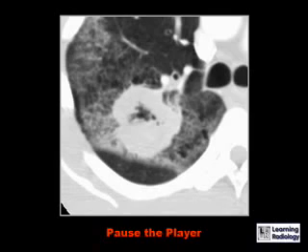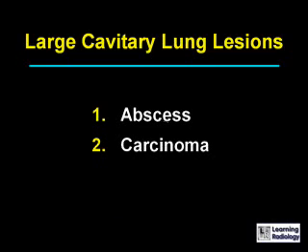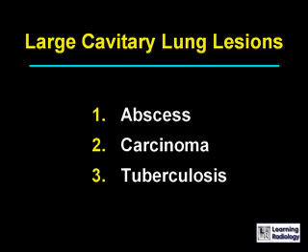This is the next differential. Pause the player. The differential is for large cavitary lung lesions. There are 3 main causes. Pause the player. The 3 main causes of large cavitary lung lesions are abscess, carcinoma, and tuberculosis.